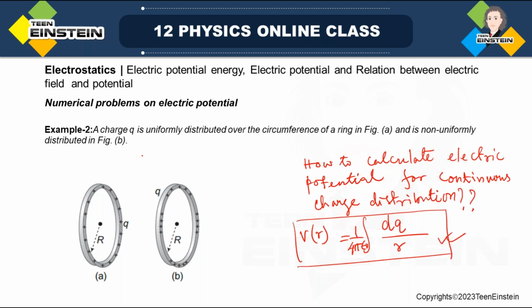Here you can see a charge q is uniformly distributed over the circumference of a ring in case A, and non-uniformly distributed in B. So when charge is uniformly distributed, in that case, how to calculate electric potential? We know how to do that, isn't it? Let us try to solve.